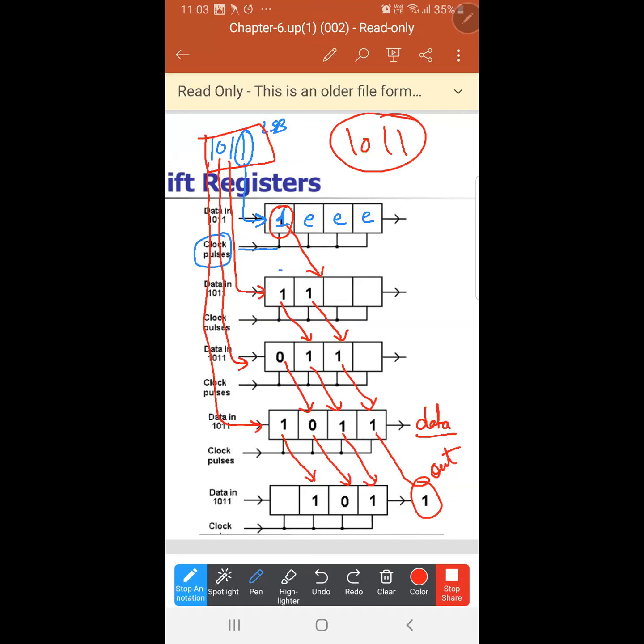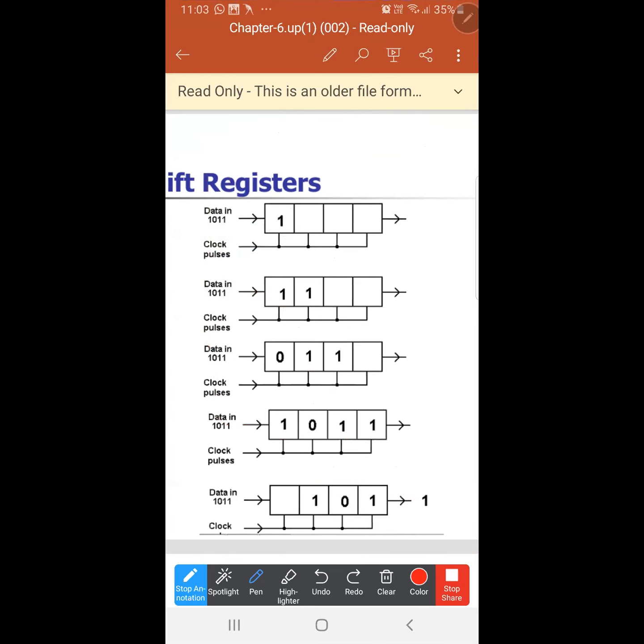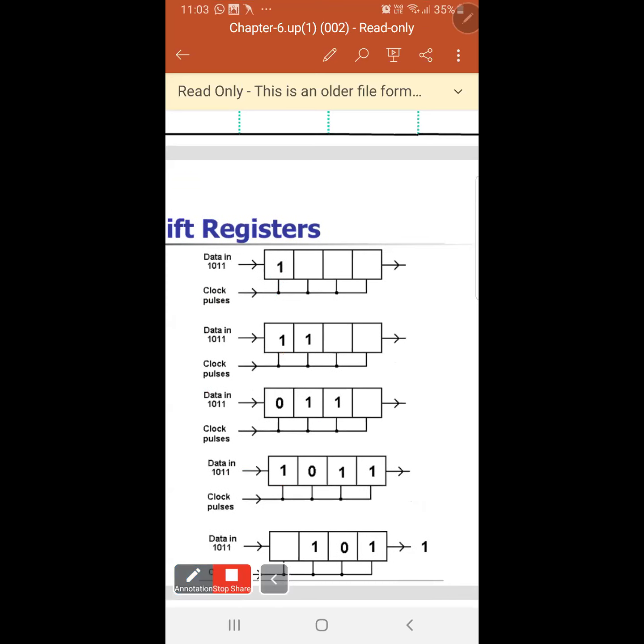So shifting can occur to the right side. Similarly, if I enter from this side, shifting will occur to the left side also. So right shifting or left shifting, we can do based on the requirement. Okay, girls? Now we will do the waveform for the shift register.